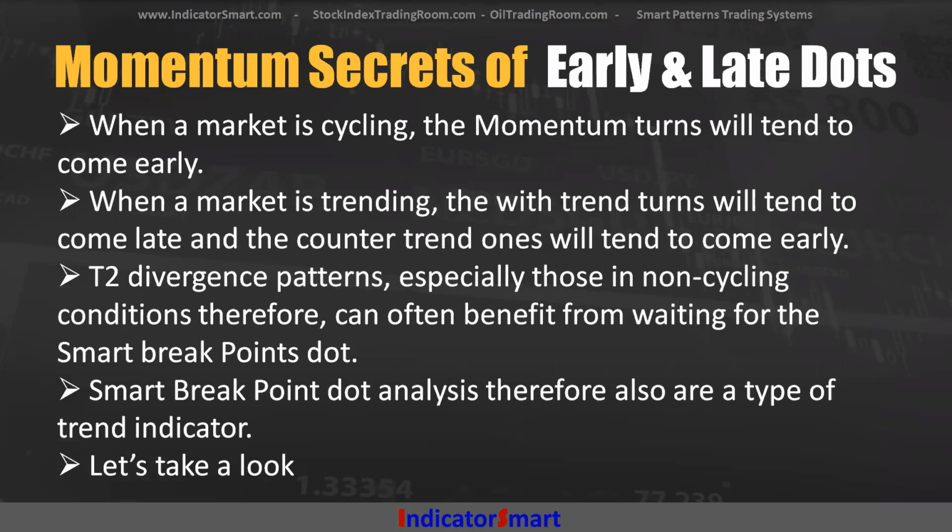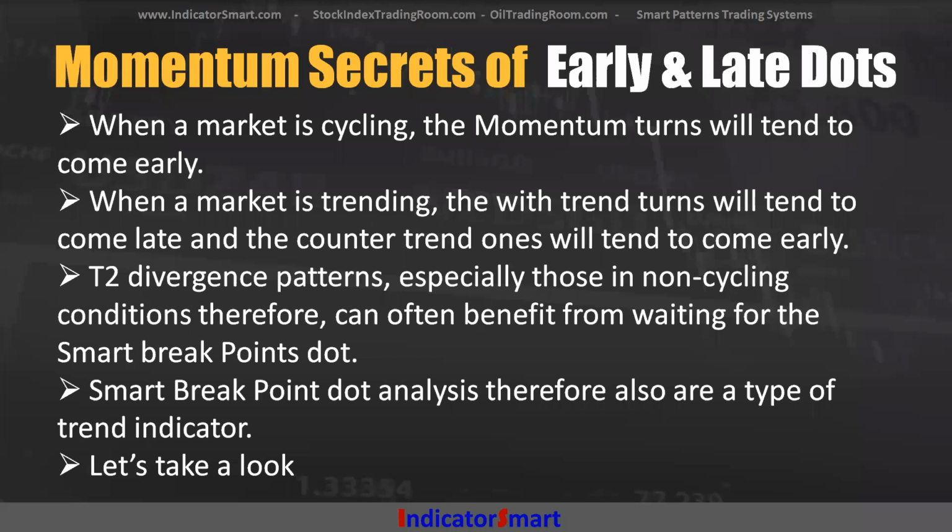When a market's cycling, momentum turns. It goes up and then it turns and it goes down. And when a market is cycling, those turns will tend to come early in the cycle. Now, when a market is trending, on the other hand, the trend turns will tend to come late, going with the trend, and the counter trend ones will tend to come early. I'm going to say that again. When the market's trending, the dots come late. And when it's turning back the other way against the trend, they come early.